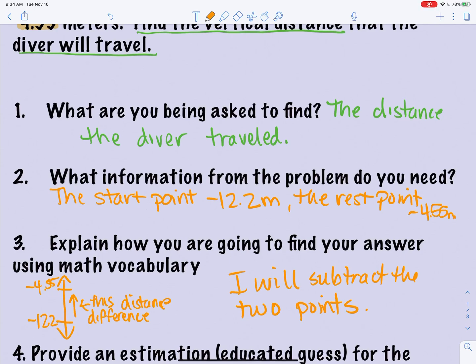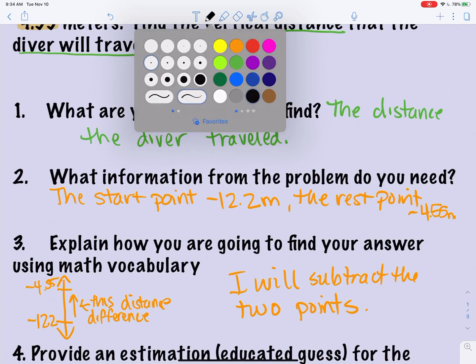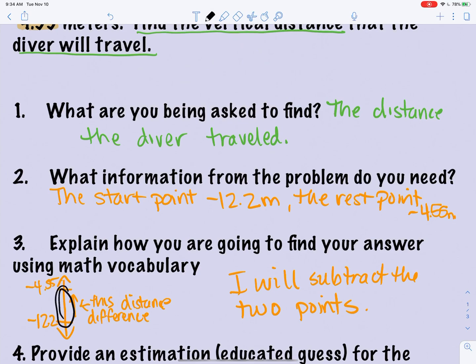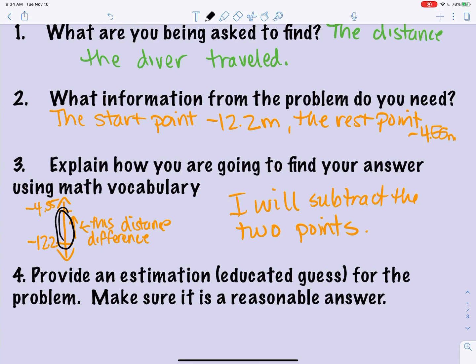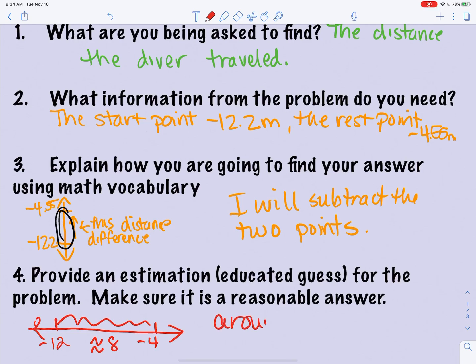Because I need to know, like, if that was a number line, in my brain, this immediately is turning into a number line. I need to figure out what this distance is. So when it says provide an estimated educated guess, I'm going to try to guess: if that were my number line and it was 12 and approximately negative 4, then I would know that this is approximately 8. Around 8 meters.